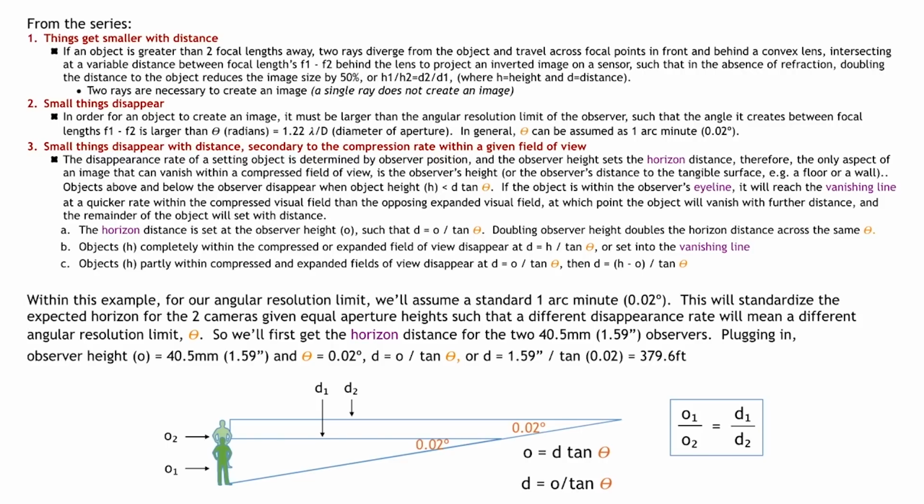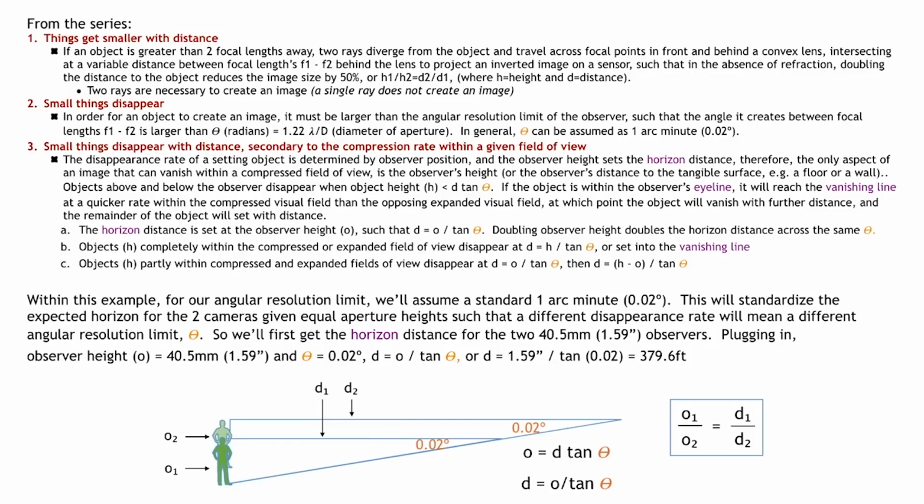Objects that are partly within compressed and expanded fields, like within your eye line, and move straight away from you, disappear at d equals the observer height divided by tangent theta. And then for the remaining object that is above your eye line at that point, the distance is equal to the height of the object that is still visible minus the observer height, divided by tangent theta. All that will be covered in some upcoming rules of angular resolution.